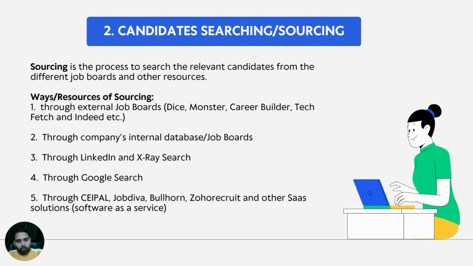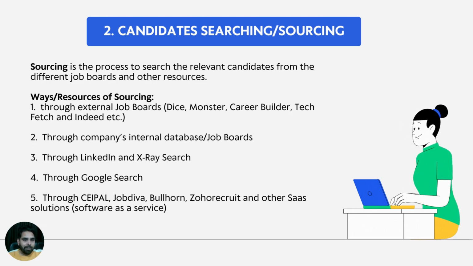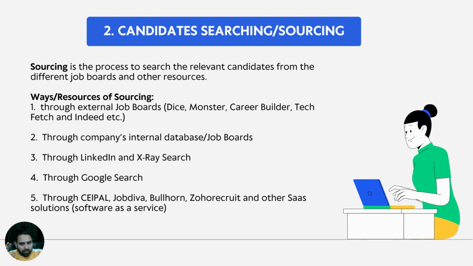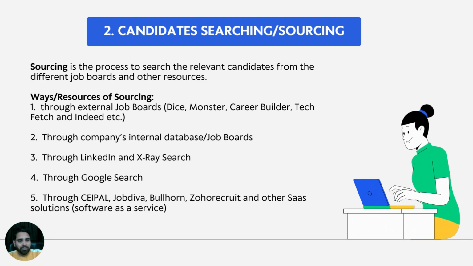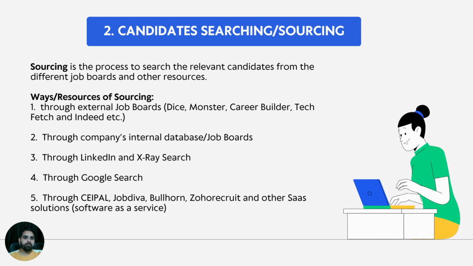Also, now most companies have implemented software as a service solutions like CPAL, JobDiva, Bullhorn, Zoho Recruit. These are complete software as a service solutions that behave like an ATS as well as a sourcing platform. You can source resumes from these platforms. You can do mail merge. You can do calling as well. Lots of features are available on these kinds of software as a service solutions. So most companies are using CPAL, JobDiva, Bullhorn for sourcing purposes as well.